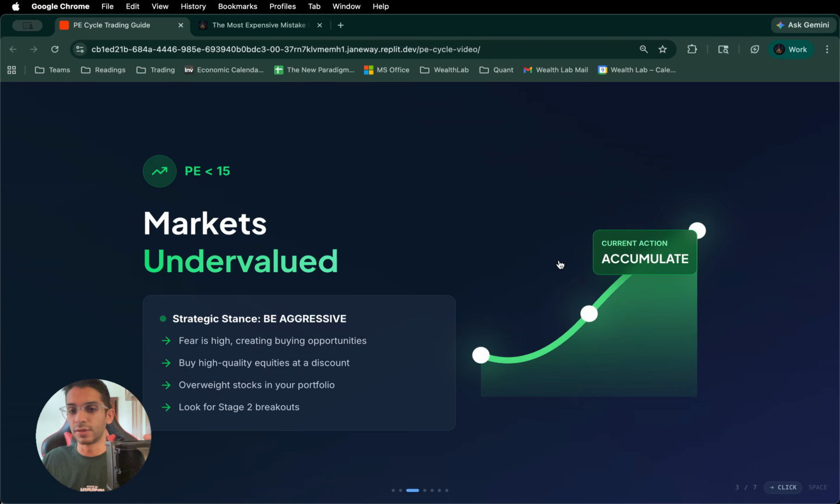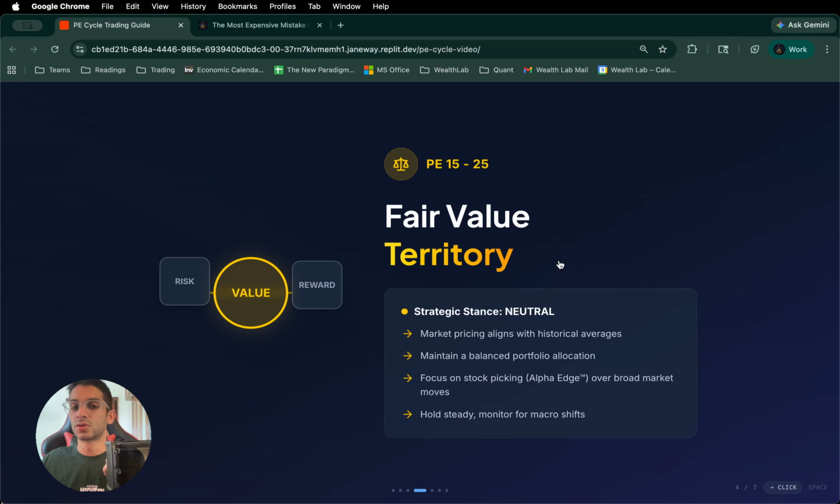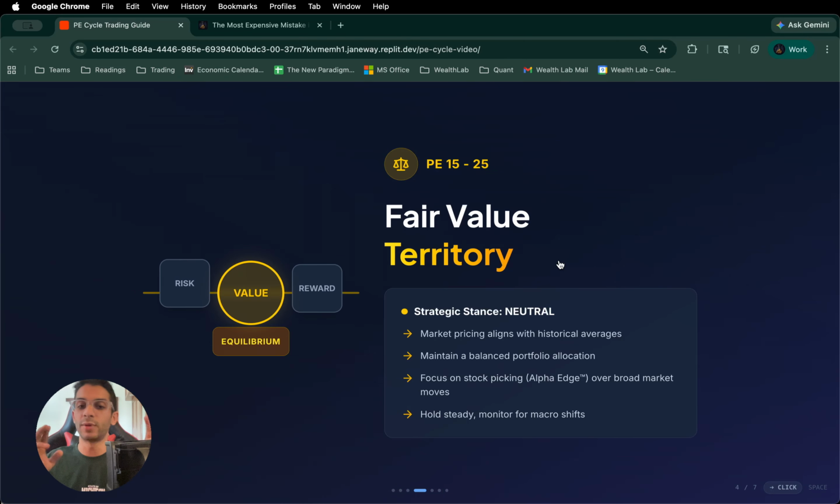It does not happen very often. We usually trade between 17, 18, 19, 20-ish PEs. 15 is a less seen number, only 5% of the times. So we usually trade in the fair value territory, which is 15 to 20. Sorry, it's written 25 here, but 15 to 20, 17, 18, 19, 20 is where we trade today. This is the median that is there. Over here, your VCPs, your stage 2 breakouts, this is what works. Okay, you can be aggressive, but not sell your house and put it in equities, or sell your other asset allocation and put it in equities. You can be aggressive, but not very.